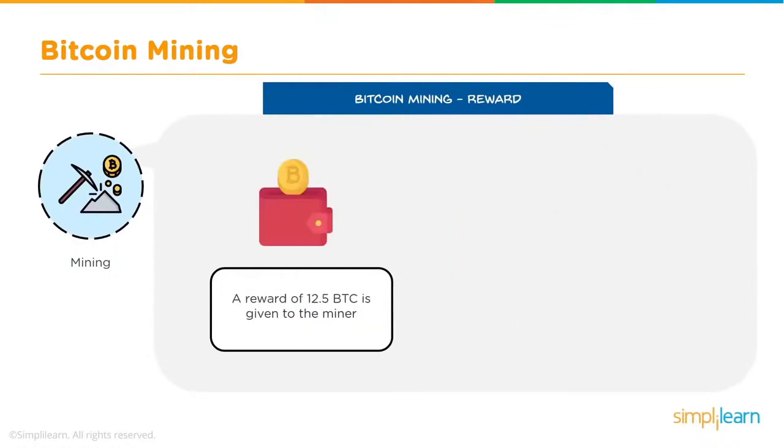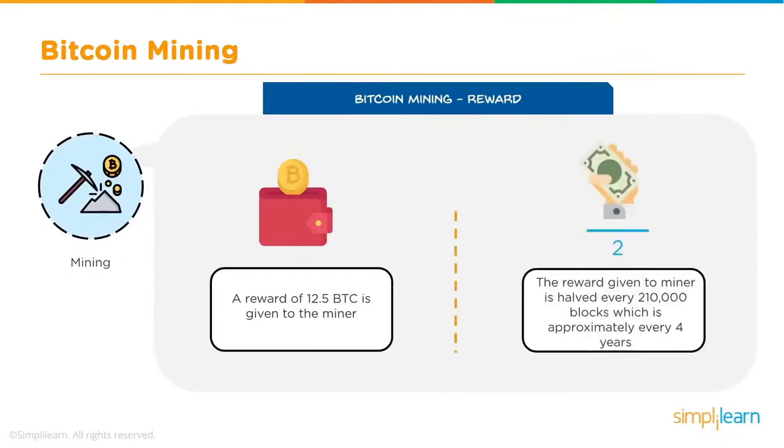As of today, a reward of 12.5 Bitcoin is given to the miner for the transaction verification, but the Bitcoin mining reward goes by the halving principle. The reward given to a miner is halved every 210,000 blocks, which is approximately every 4 years. So after that threshold is reached, the Bitcoin reward will go down to 6.25 Bitcoins.